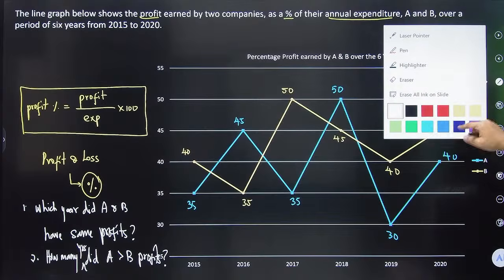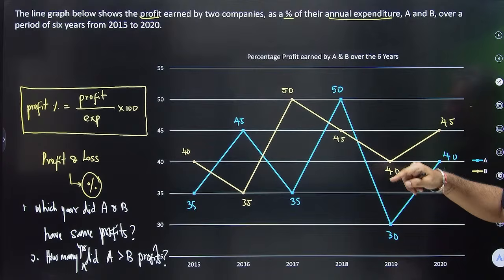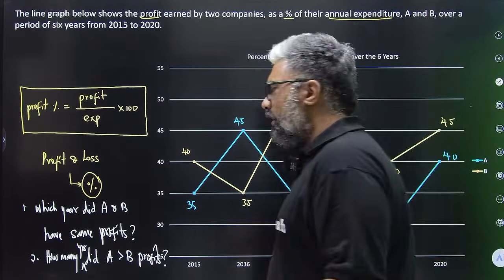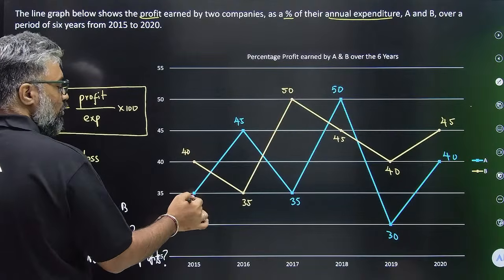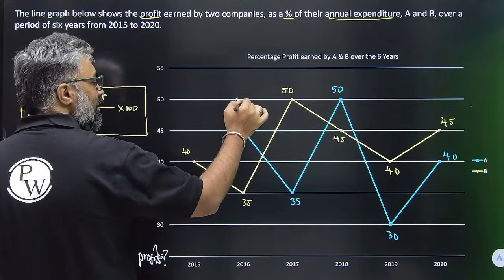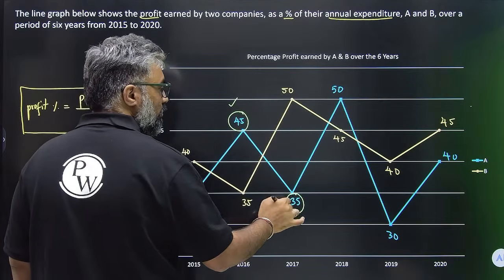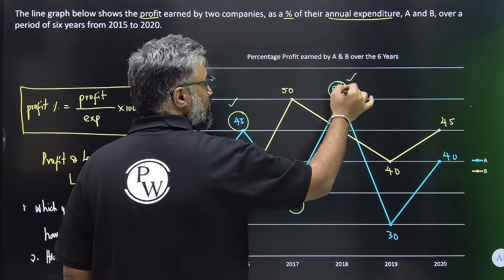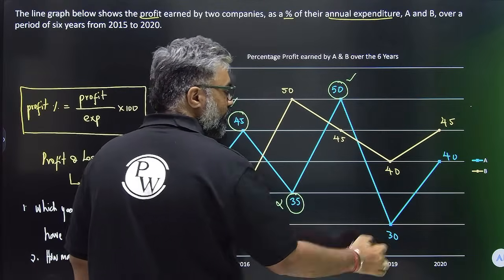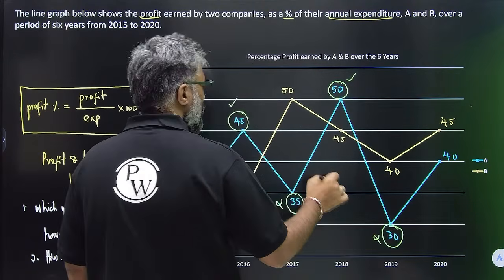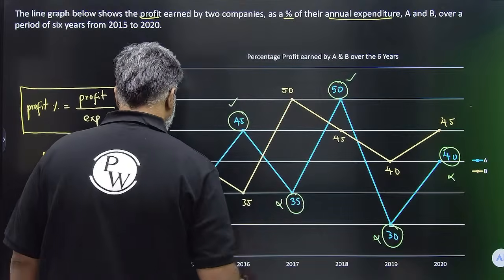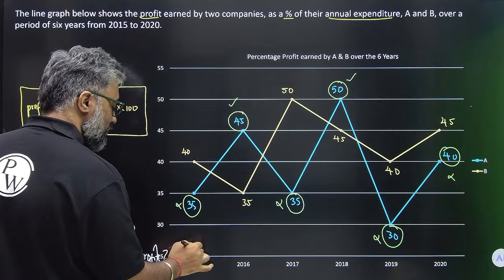Sir, A having more profit would mean A is blue, B is yellow, so blue should be on the top, correct? This, no, A is lesser, so no. This, yes, 1 year. This, no. This, yes, 2 years. See, yellow had only 45, blue had 50. This, no. This, no. So can I say 2 years? Can I say 2 years is the answer? Is it correct?